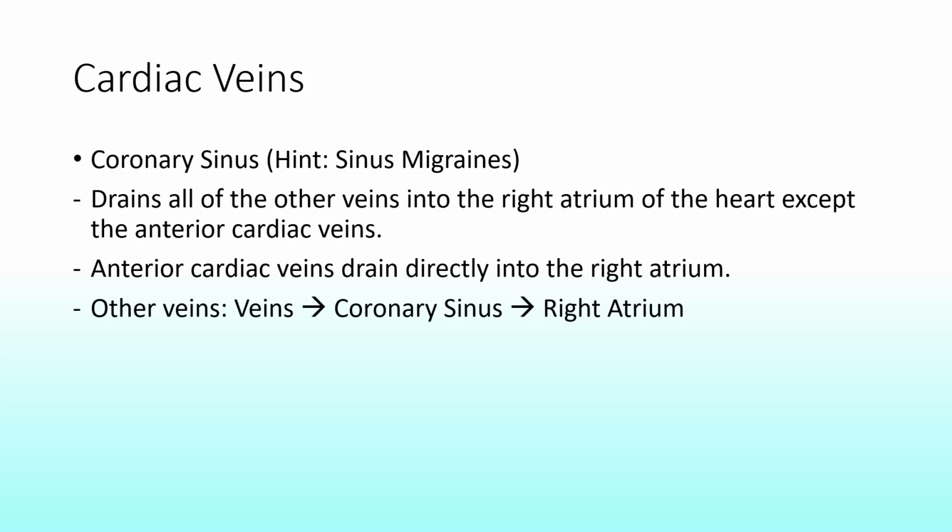Talking about cardiac veins, we have the coronary sinus, which is one of the largest and thickest veins. I like to think about sinus migraines to help me remember, because when you get a sinus migraine, those are very, very horrible. So, a large, huge migraine. This coronary sinus drains all of the other veins into the right atrium of the heart, except the anterior cardiac veins. The anterior cardiac veins drain directly into the right atrium, while other veins go from the veins to the coronary sinus and then to the right atrium.